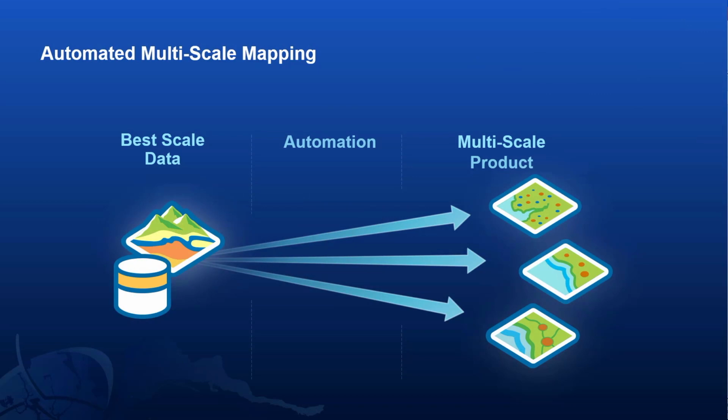It captures that idea of taking the best scale data that organizations are spending lots of time and money to produce and getting more benefit from it. So creating multiple products from that best scale data. The idea of capture once, use many times. So how do we do that?